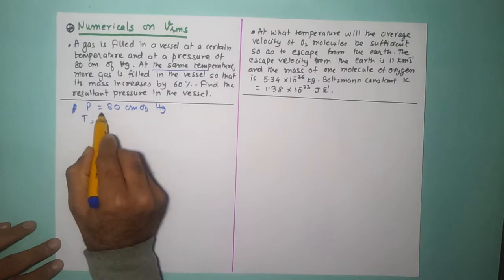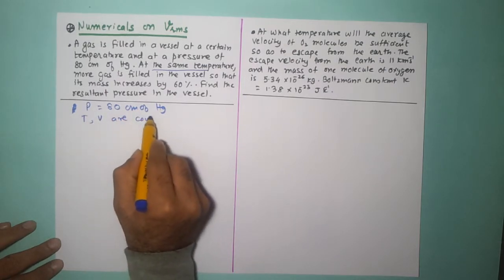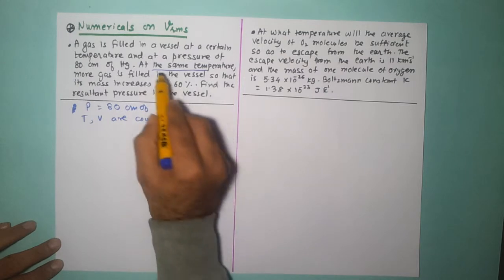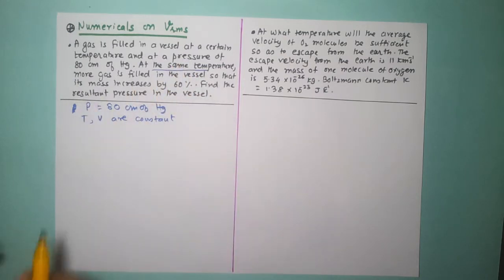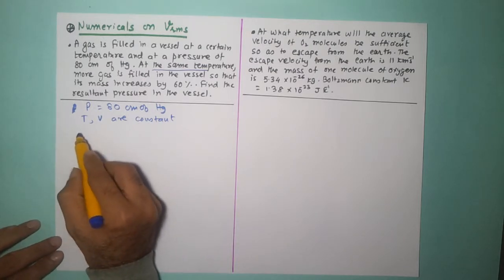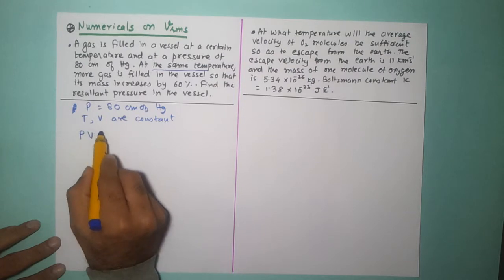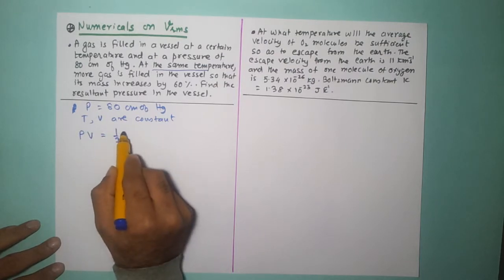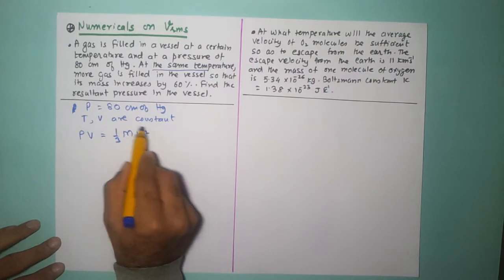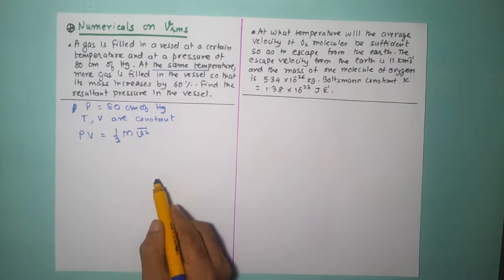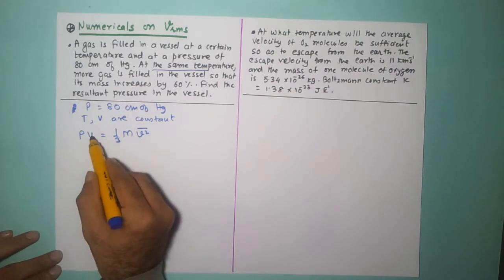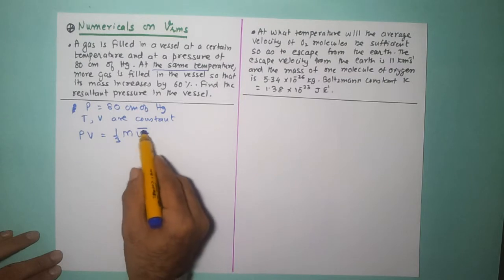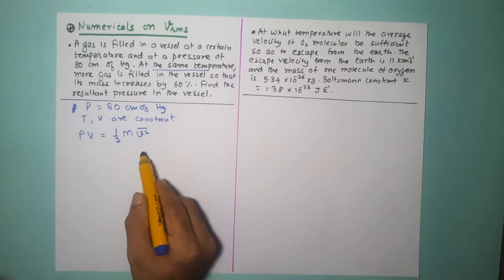T and V are constant because it is given same temperature and the vessel is not changing. So temperature and volume are remaining constant. And we have to find the increase in the pressure of the gas. Now, one of the equations that we derived was PV is equal to 1 upon 3 mv square. When we derived the equation of pressure of gas, we got this, where m is the total mass of the gas, V is volume, and this is mean square velocity.